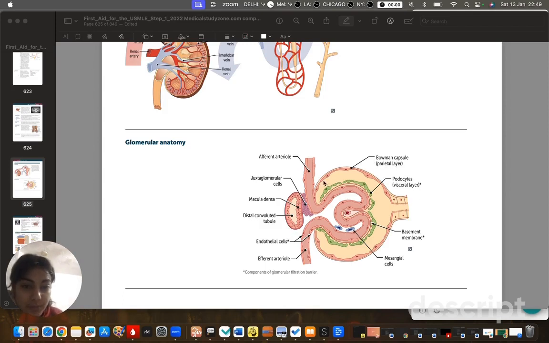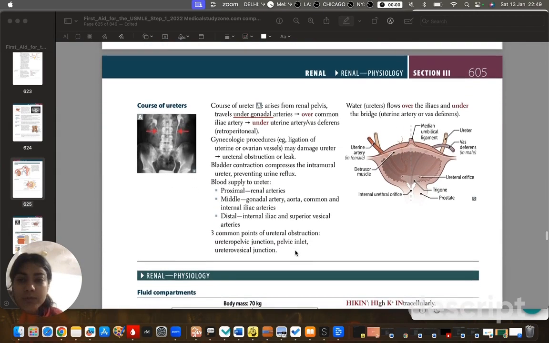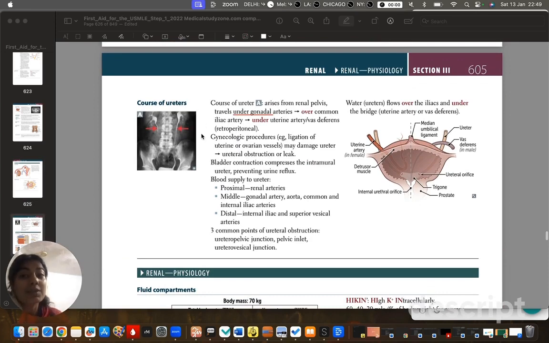Bowman's capsule, parietal layer, Bowman's endothelial cells. Yeah, we covered all this. Moving on, the course of the ureters. This is a good thing to know because when you have a surgery, you need to know it. You're going to have urine inside your pelvis, and it ain't pretty.